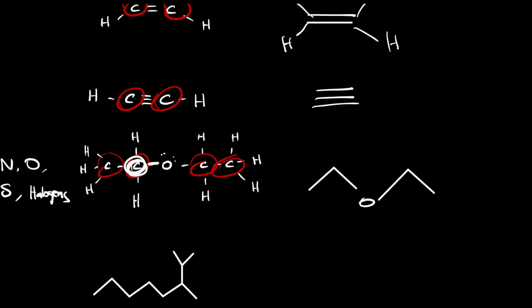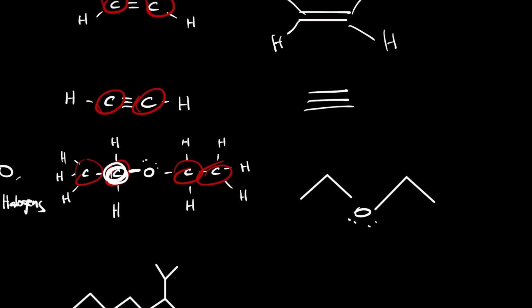And in the end, you check it. 1, 2, 3, 4. 4 line ends means 4 carbons. And the hydrogens are once again implied. And you can draw the lone pairs here if you want.